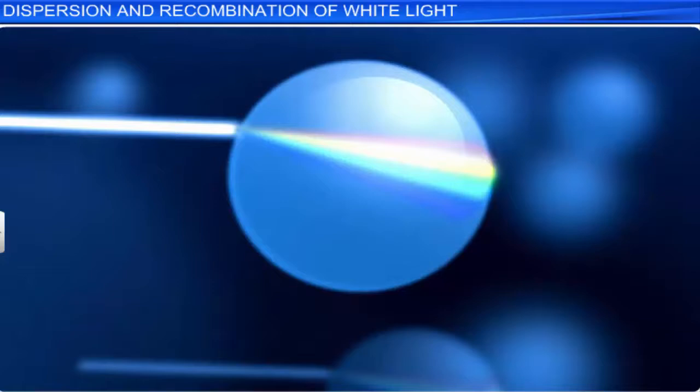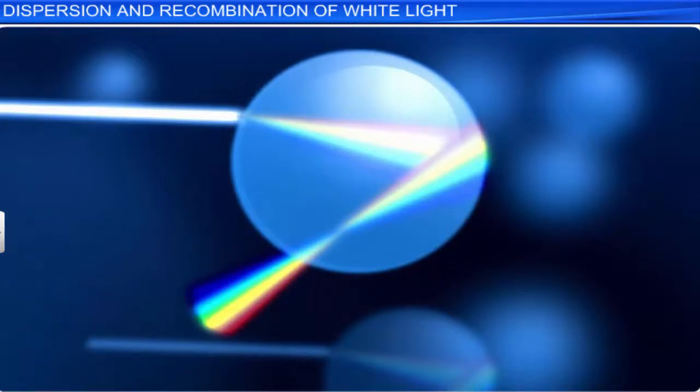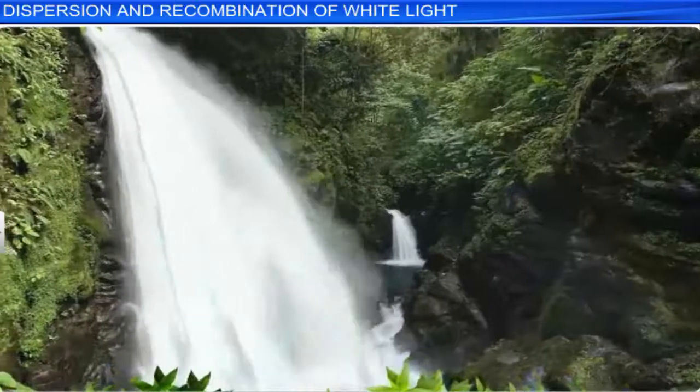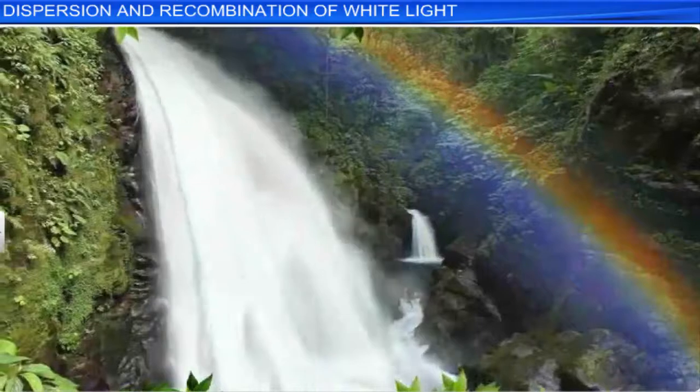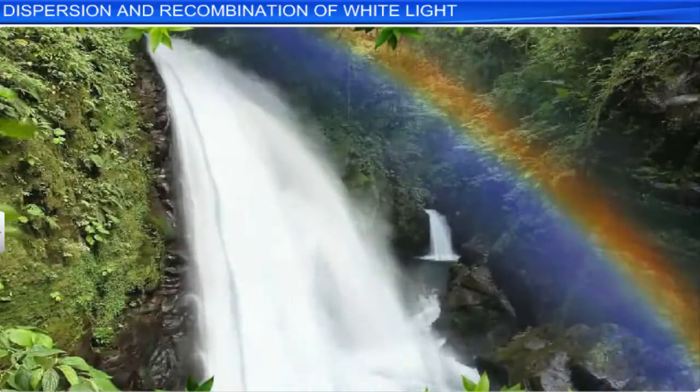It is then totally internally reflected at the water-air interface. Finally, it emerges from the water drop and reaches our eyes. Thus, we are able to observe a rainbow. It is interesting to note that a rainbow will be visible to us even on a sunny day, when we look at the sky through a water fountain or a waterfall with the sun behind us.